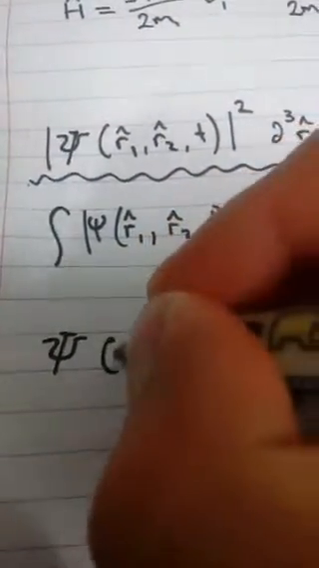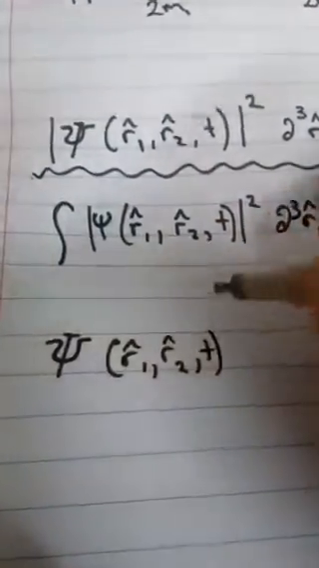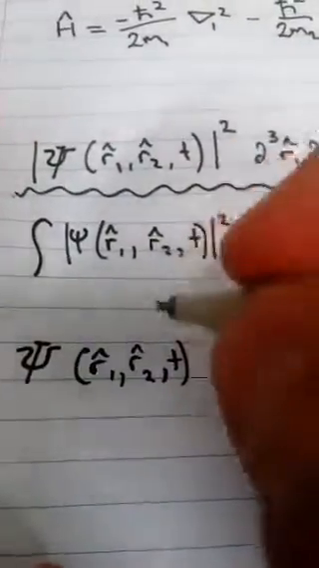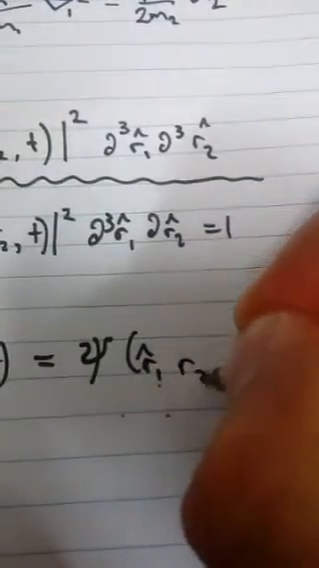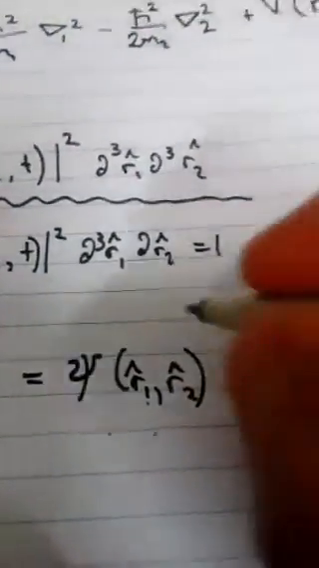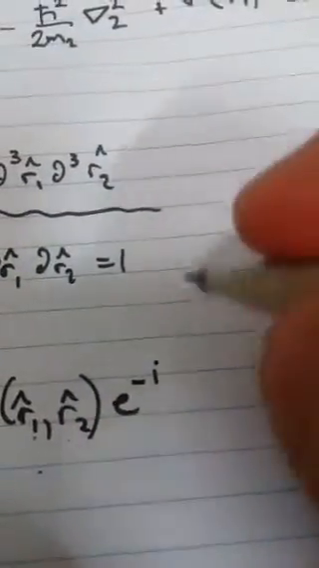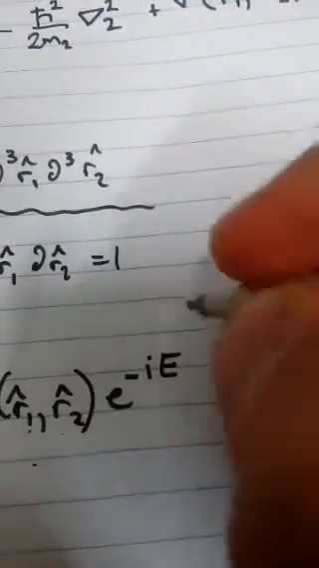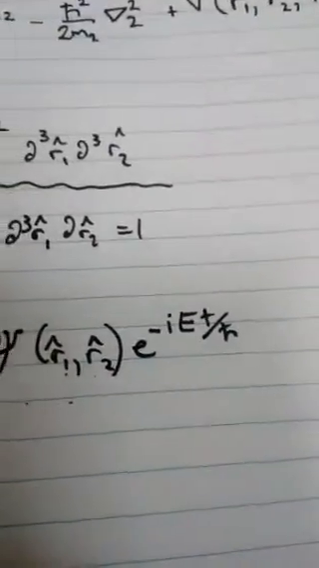Alrighty, so here is the 7-dimensional wave function, and time. And what we're saying is that equals the 6-dimensional wave function multiplied by the 7th dimension being time. So that is R1, R2 multiplied by e to the minus i, which is the imaginary number, times energy times time, over reduced Planck's constant.